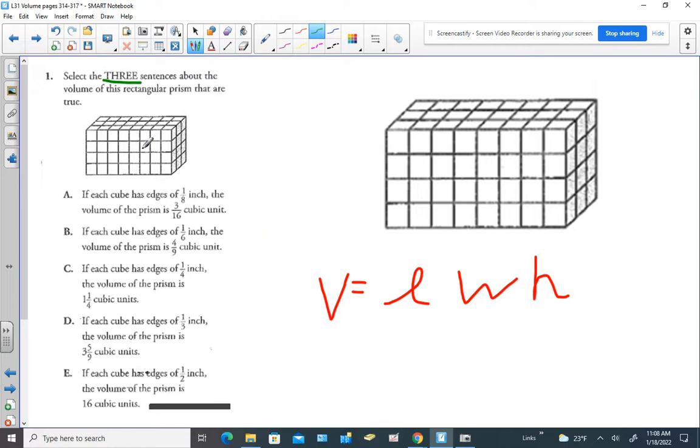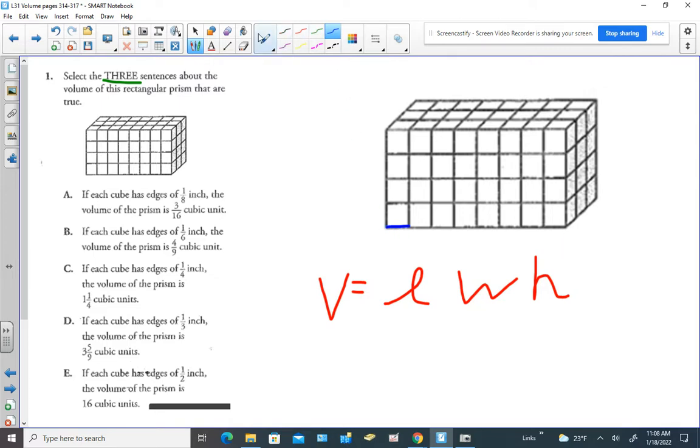What I did is I took this and I enlarged it just because it'll be easier for me to show you some things. Let's look at choice A. If each cube has edges of 1/8 inch, the volume of the prism is 3/16 cubic units. So if one of these edges is 1/8 of an inch, let's figure out the dimension of each length, width, and height in regular inches.